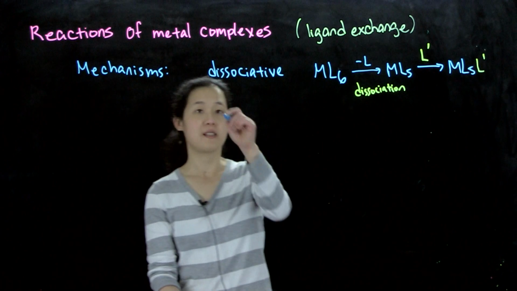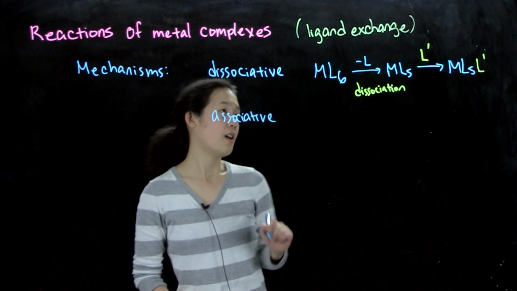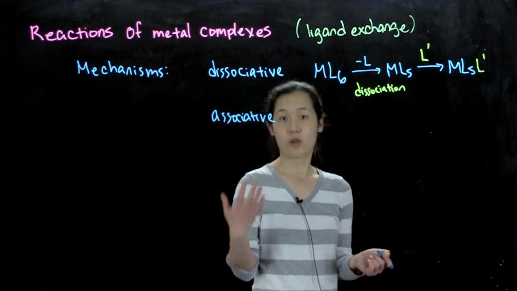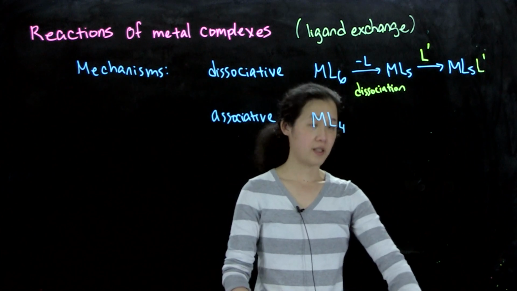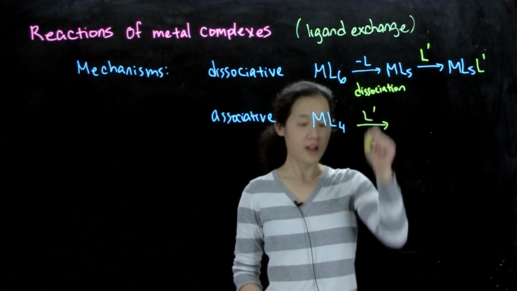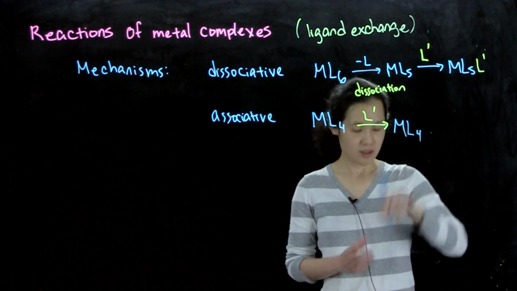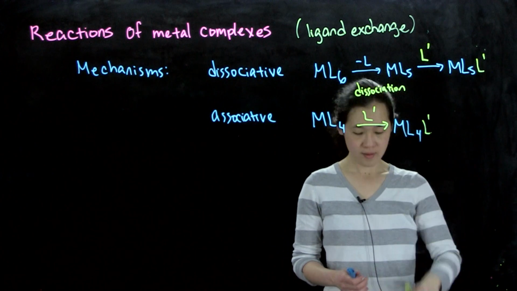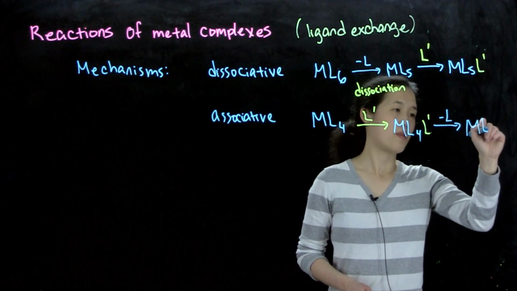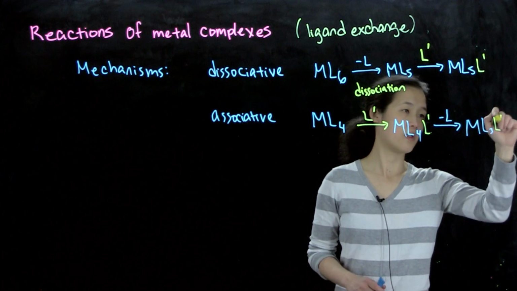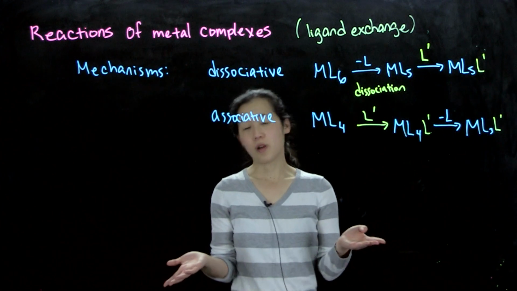We could also have an associative mechanism. And this happens quite often for, let's say, square planar ML4 complexes. So we could add L prime, and then we end up with a 5-coordinate complex. This could be trigonal bipyramidal, for example. Then we would lose L, and you would get to ML3L prime.